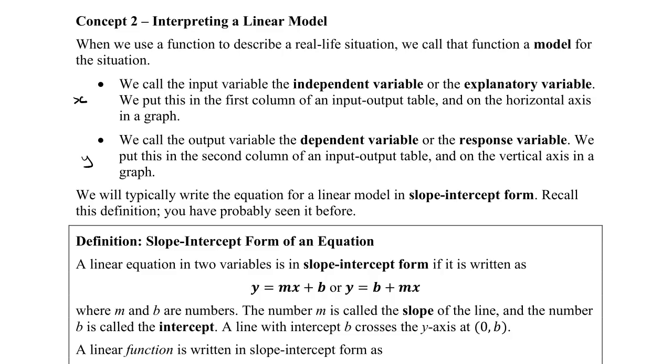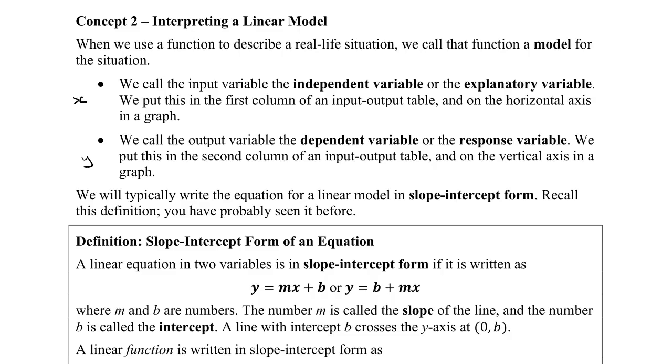And usually there's some sort of notion that we have some sort of control of the value of the independent variable. We choose the value of the independent variable, and then we see what happens to the dependent variable. In our model, we have an independent variable or explanatory variable, and a dependent variable or a response variable. We think of the output as somehow responding to the input.